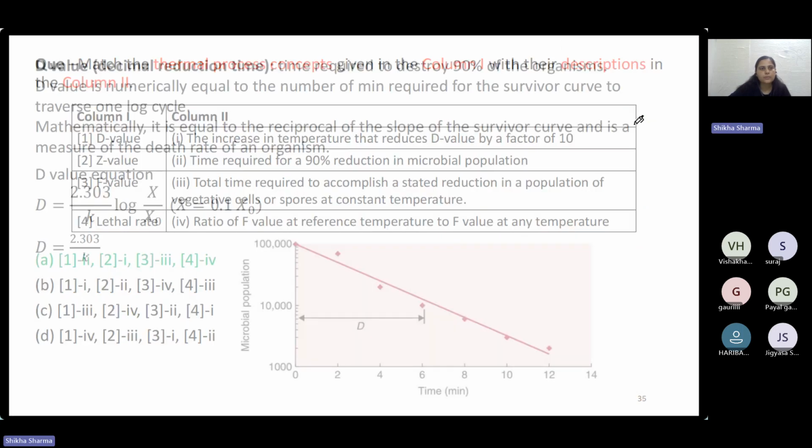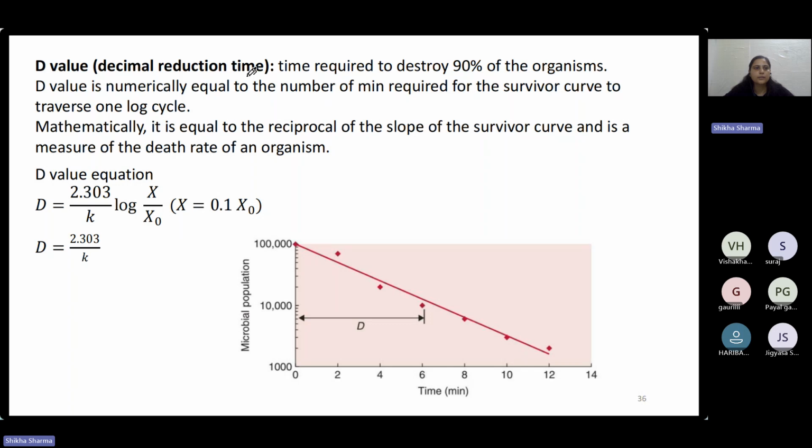So A is correct, since we know that D value, which is also known as decimal reduction time, is the time required to destroy 90% of the organism. So D value is basically the number of minutes. So D value is the time value, in minutes it will come.